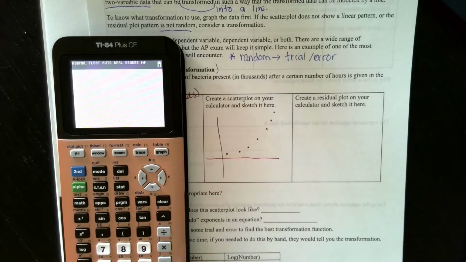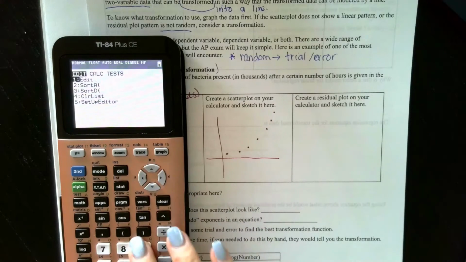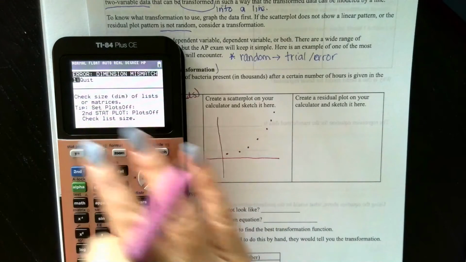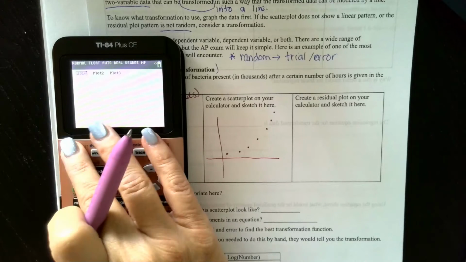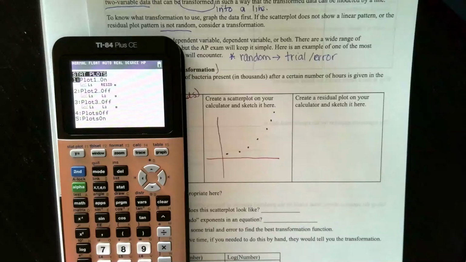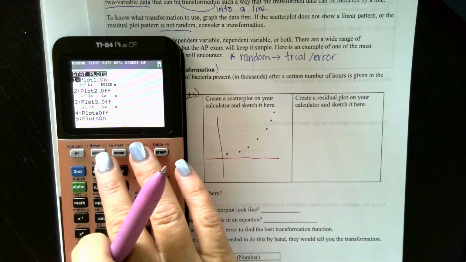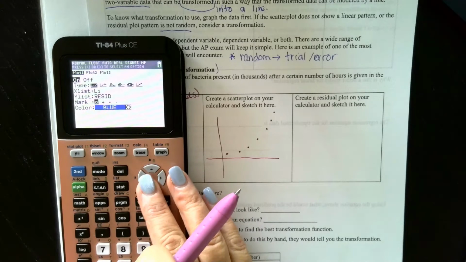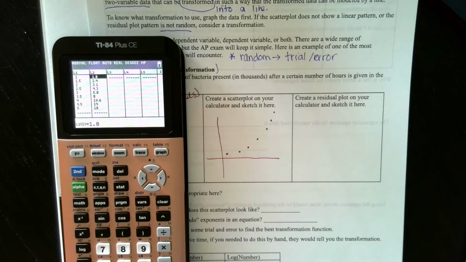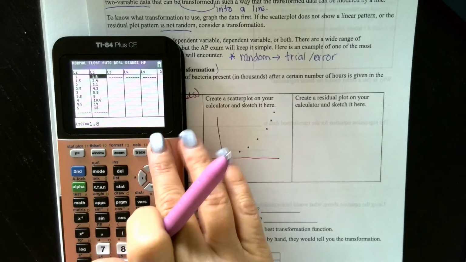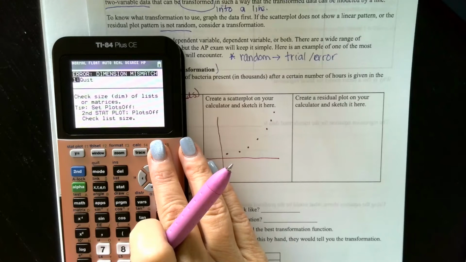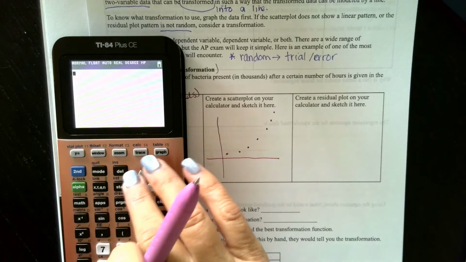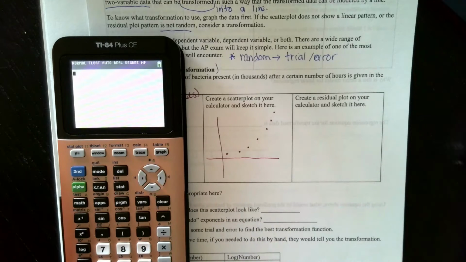Oh my gosh, struggling here. Let me look at this again. I don't know why I'm getting an error here. L1, residual, stat. Hold on, let me figure out why I have an error. I'll be right back.